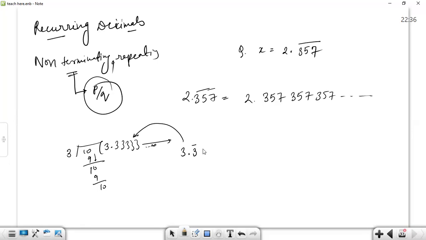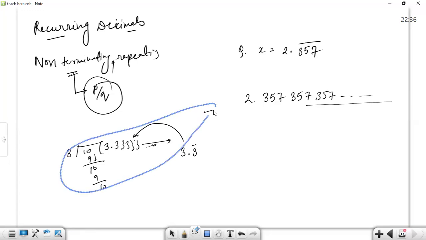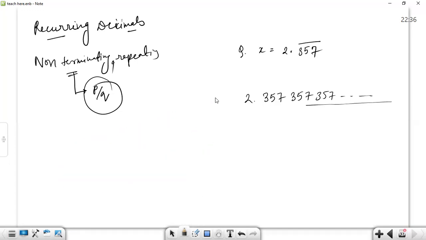Clear? Similarly, what we are doing here, instead of writing 357 again and again, we have put a bar over it. So this is basically x. Now let's multiply x by three zeros.